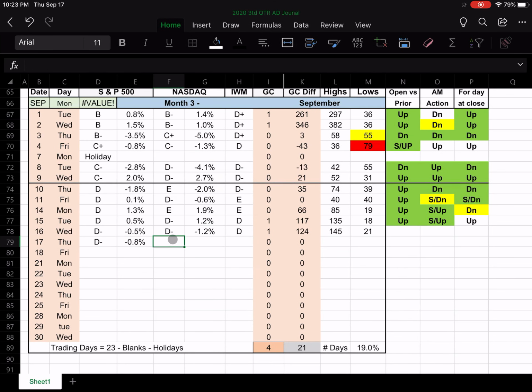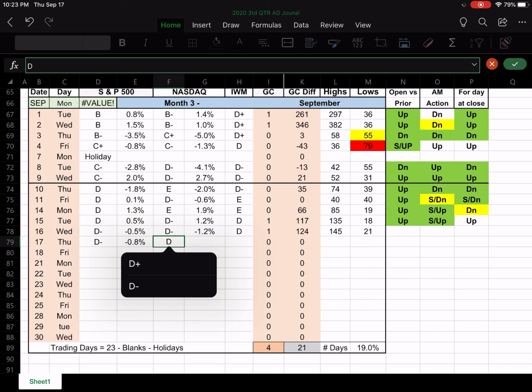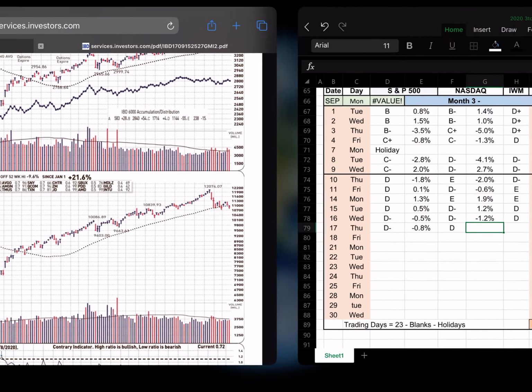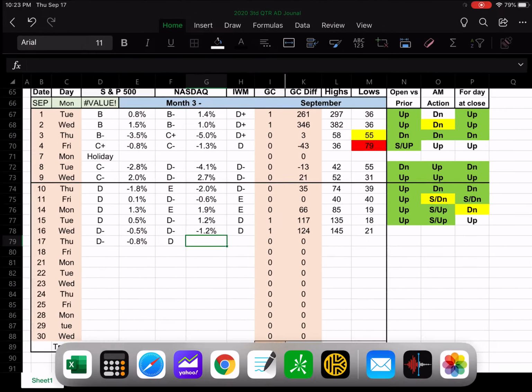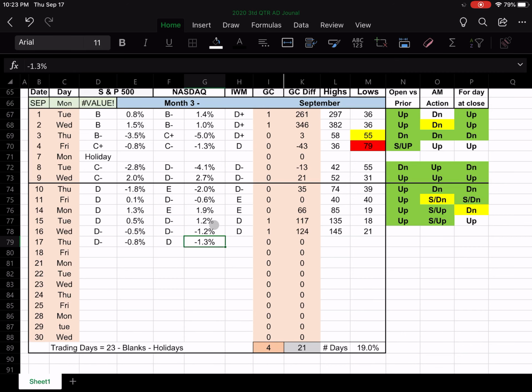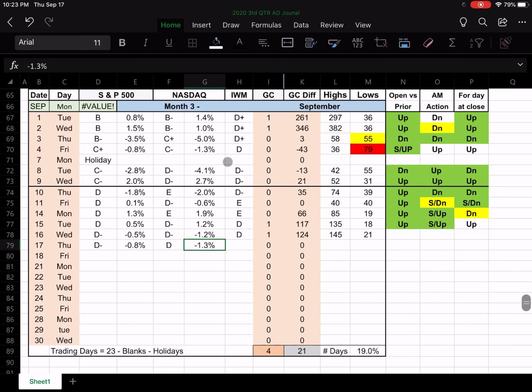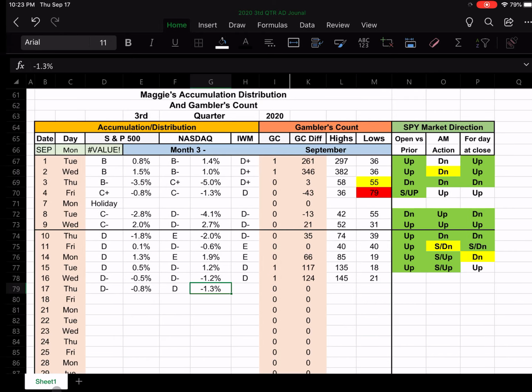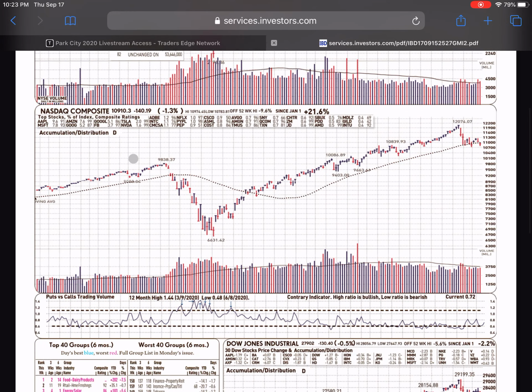So D is actually up half a letter grade from where it was yesterday. Then I think I said, I know it's negative, I forgot what it is now. 1.3. So negative 1.3. And click the green check just in case. Now the last one is IWM. That is actually a Russell ETF for the Russell 2000, which is industrial stocks.